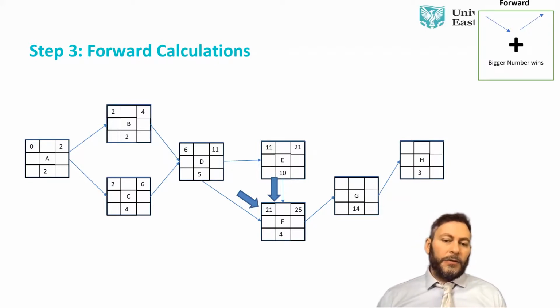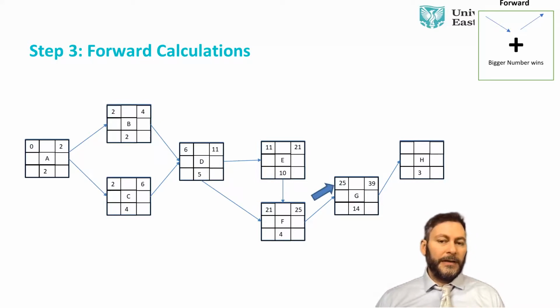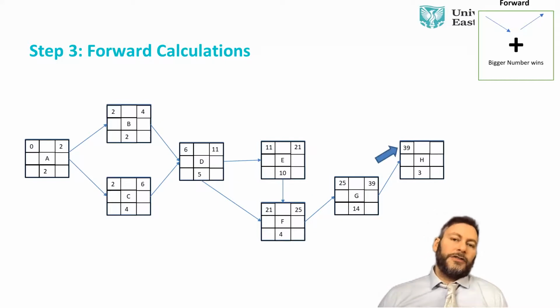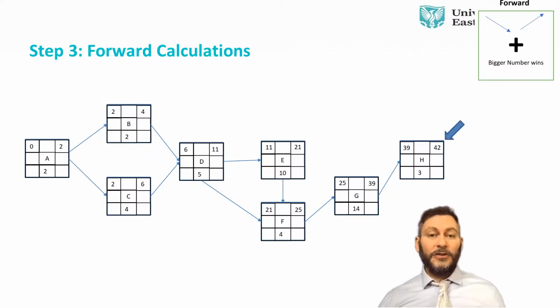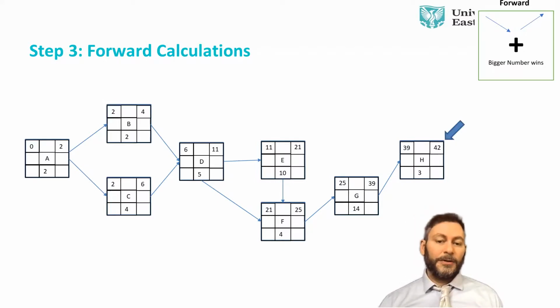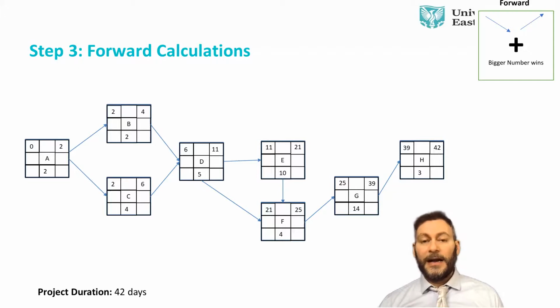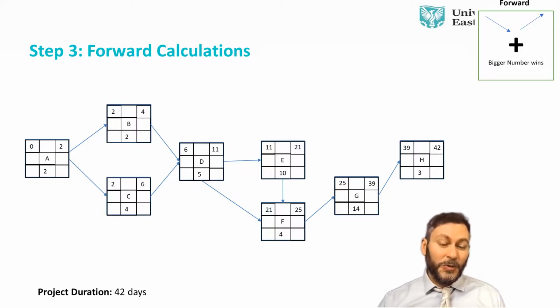Now, when we add 21 plus 4, we get 25. 25 gets passed to G. 25 plus 4 becomes 39. 39 is passed to H. 39 plus 3 is 42. And that's the duration of our project. Our project is not 44 days. In fact, our project is 42 days.